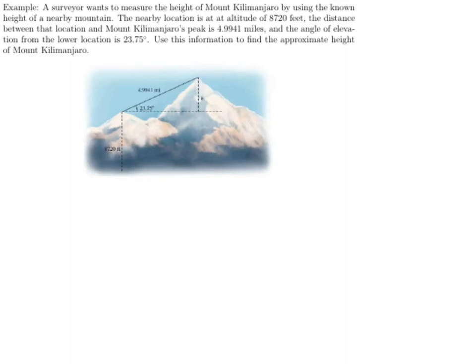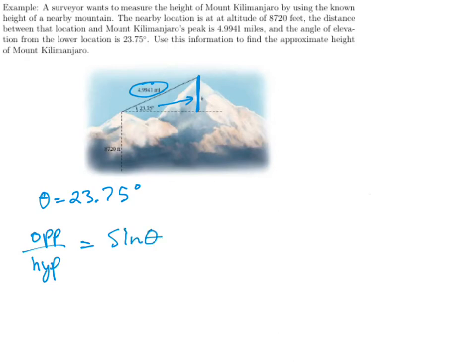So what we're going to do first is find the height right here. Okay, so we're going to use this triangle. Now what we know is that our angle theta is 23.75 degrees, and what we have from that angle is, well, we have the opposite side, and then we have the hypotenuse. So when we're talking about opposite over hypotenuse, that's sine, so sine theta.